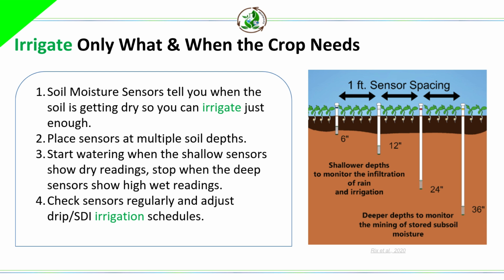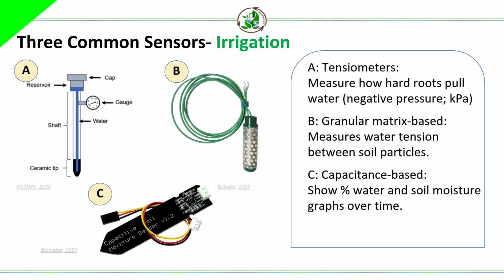Using soil moisture sensors helps save water, improve crop health, and reduce over-irrigation. Now let's look at 3 common types of soil moisture sensors used for irrigation.